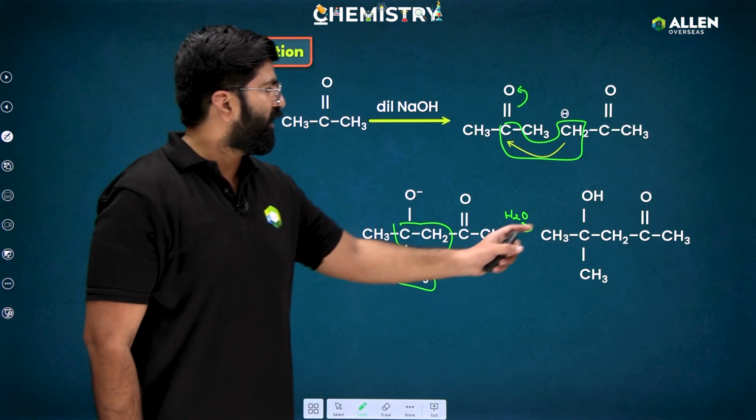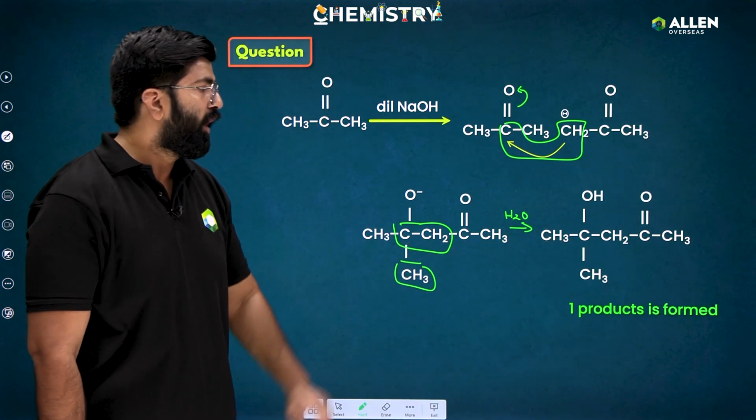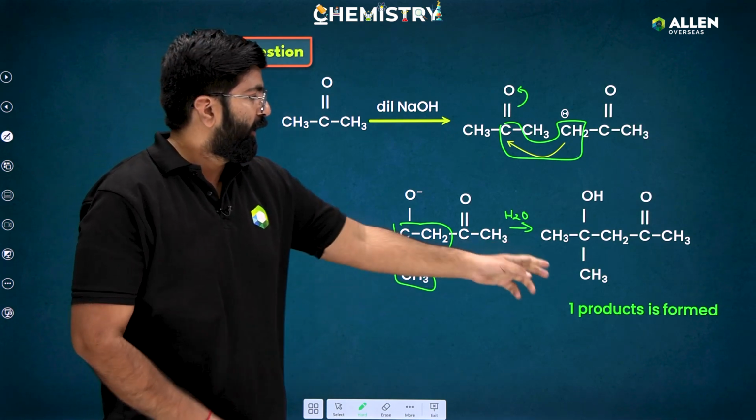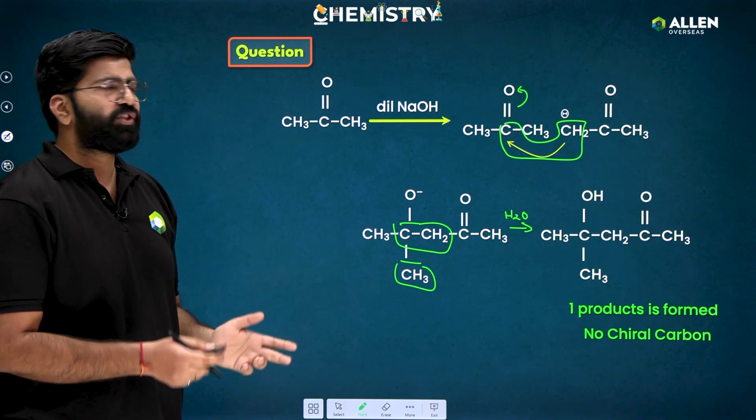And over here, can you see a chiral carbon? No, because there is no chiral carbon. There will be only one product formed over here. Why only one product? The previous one had 2 because it had a chiral carbon. It is only going to have one product because there is no chiral carbon. So this is the general idea.